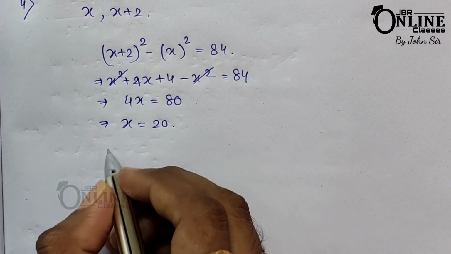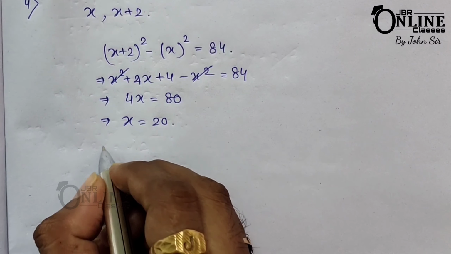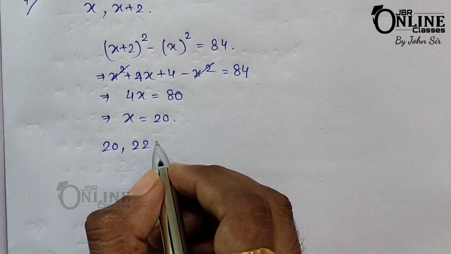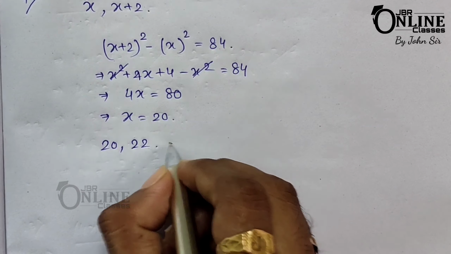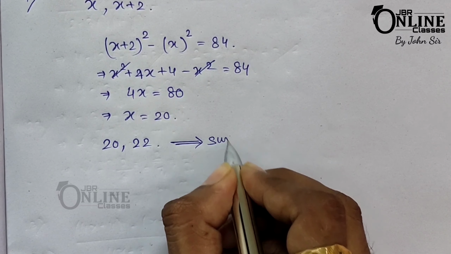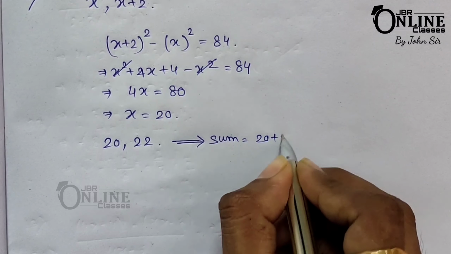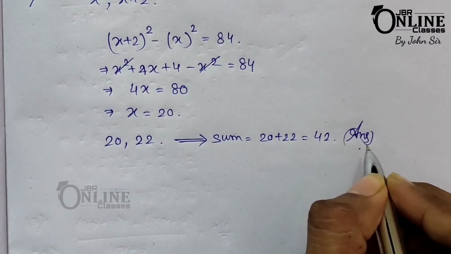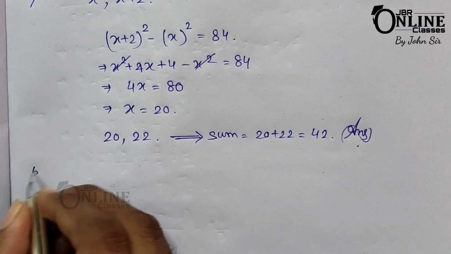So the first number here is 20 and the second number is 22. Now you have to find out the sum of two consecutive numbers. So here the sum is 20 plus 22, and that equal to 42. So 42 is the answer. Now next one, sum number 5.